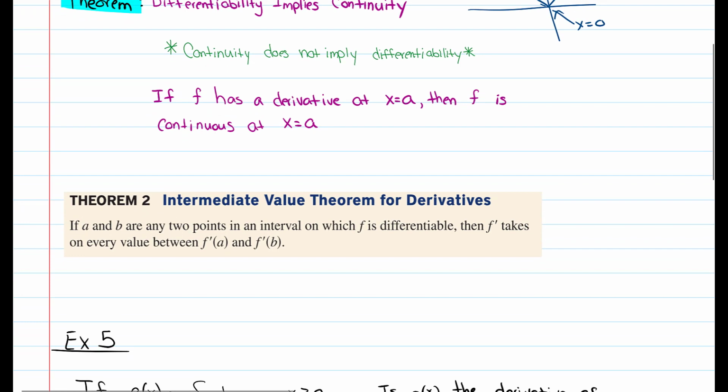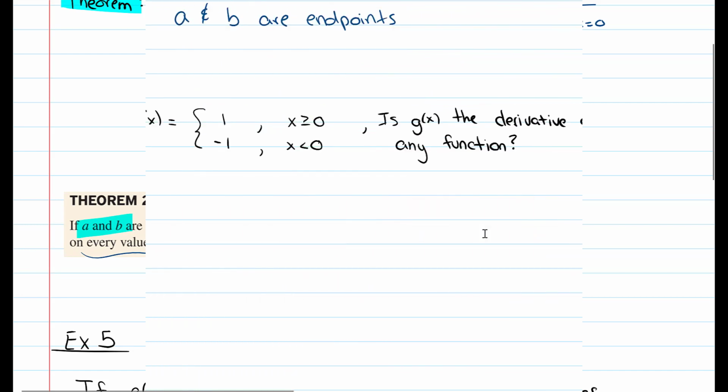So Theorem 2 states that if a and b are any 2 points in an interval on which f is differentiable, then f prime takes on every value between f prime of a and f prime of b. So again, let's go over that one more time. If a and b are just endpoints, and f is differentiable, that means you can take the derivative of f, then f prime takes on every value between f prime of a and f prime of b.